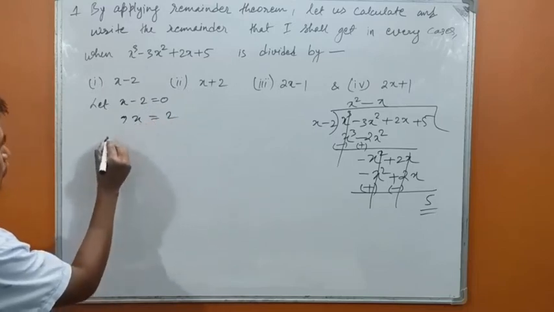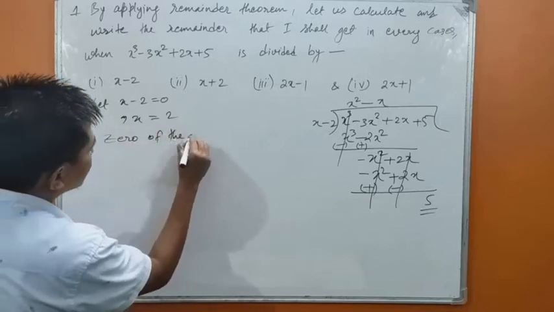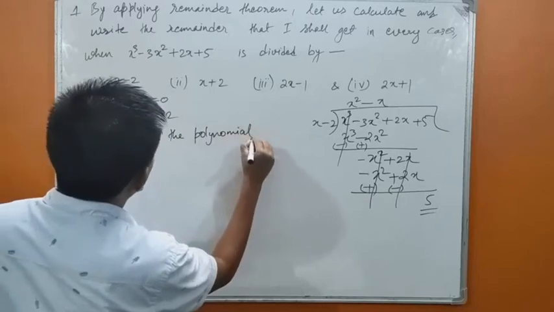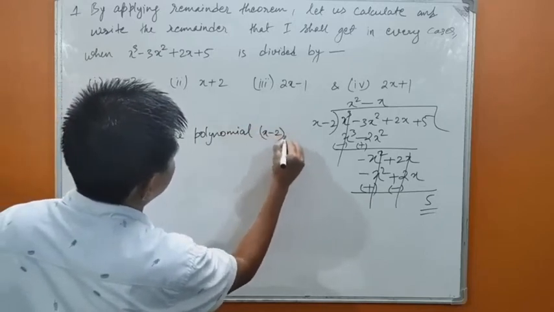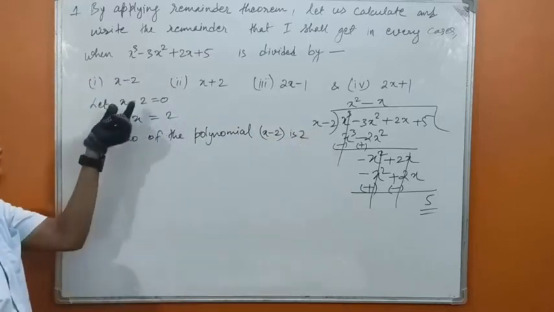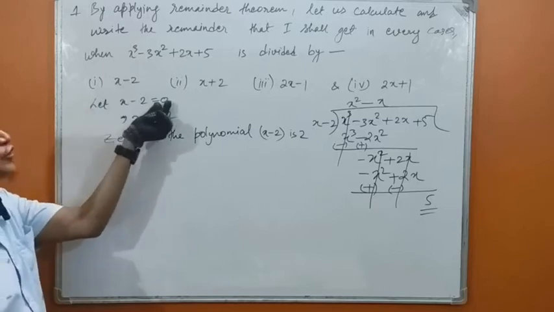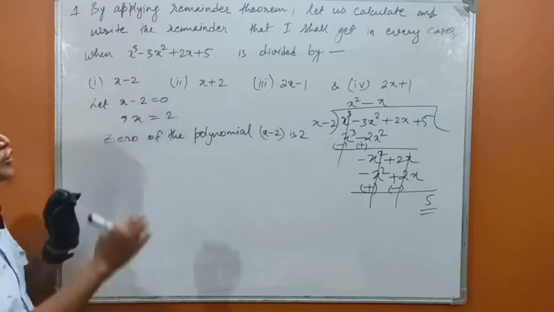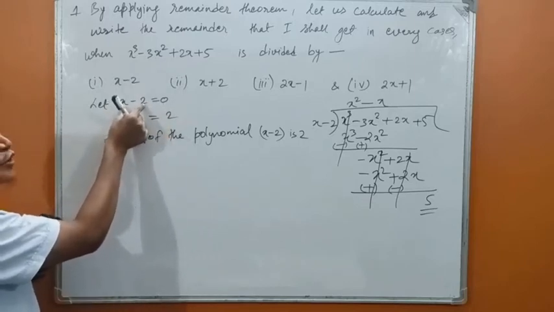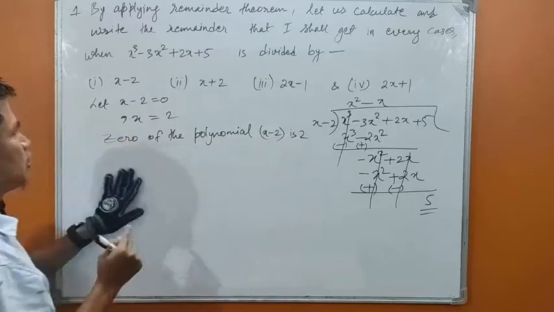X equals 2. That means the zero of the polynomial x minus 2 is 2, isn't it? The zero of the polynomial means we assume the value of this polynomial to be 0. x minus 2 equals 0. We assume the value of this polynomial to be 0. So the zero of the polynomial x minus 2 is 2.